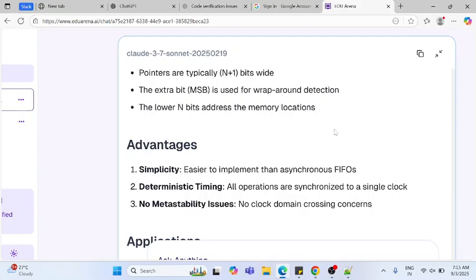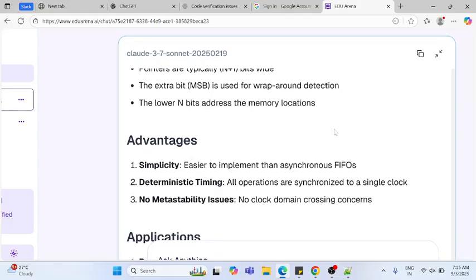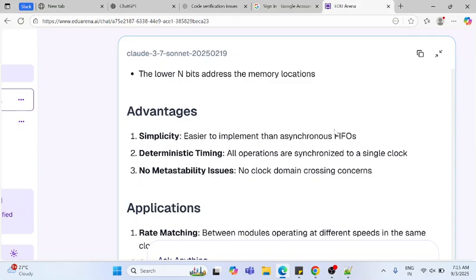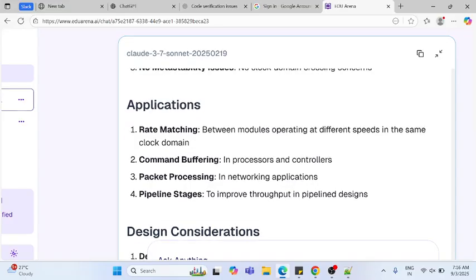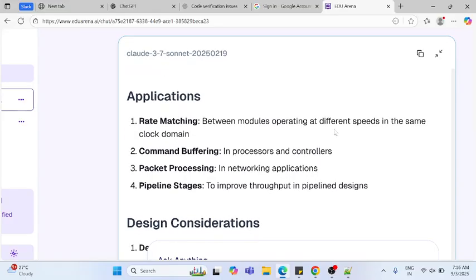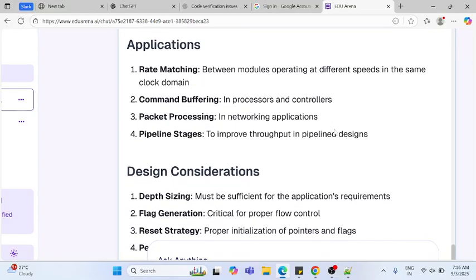Simplicity: it is easier to implement than asynchronous FIFOs. Deterministic timing: all operations are synchronized to a single clock. No metastability issue and no clock domain crossing concern. Clock domain crossing is a big issue in the case of asynchronous FIFOs. Applications include rate matching between modules operating at different speeds in the same clock domain, command buffering in processors and controllers, packet processing in networking applications, and pipeline stages to improve throughput in pipeline designs.